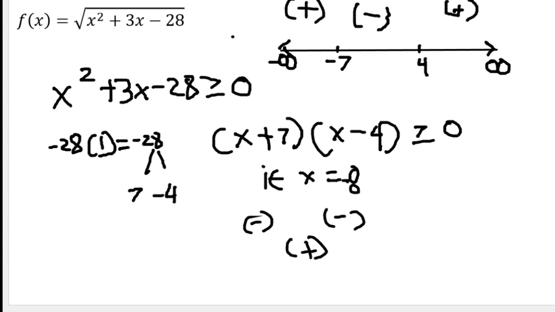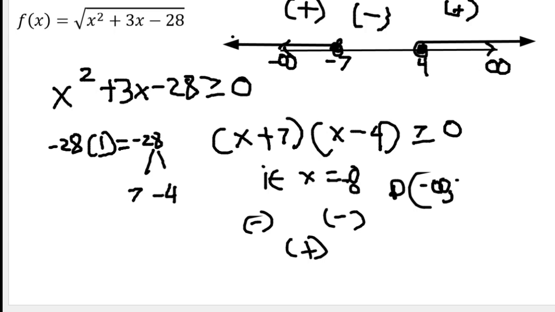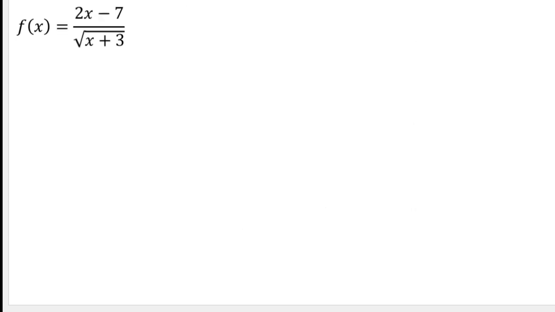In our case, it is greater than or equal to 0, meaning that we're just going to shade from the positive region. So we got 4 to infinity and negative infinity to -7. So our domain here is going to be negative infinity, comma -7, with a bracket, union, bracket 4 to infinity. So this is the domain for this radical function.